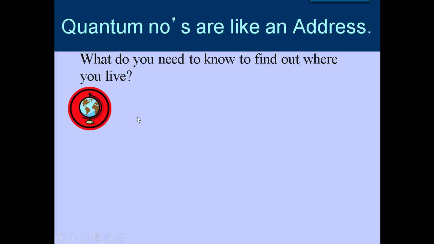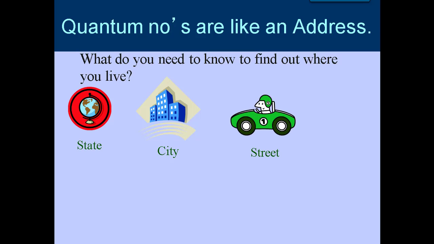To understand the idea of quantum numbers, let's think about what you need to know to find out where you live. First, you have to know your state or your country. Second, you have to know the city you live in. Third, you have to know the street. And finally, you can reach your home. By solving Schrödinger's equation, you can find the place of high probability to find an electron, which is called an orbital. But first, you have to get the 4 quantum numbers.